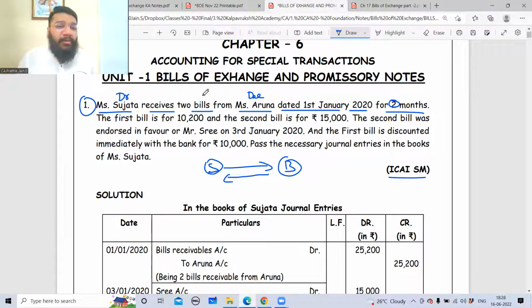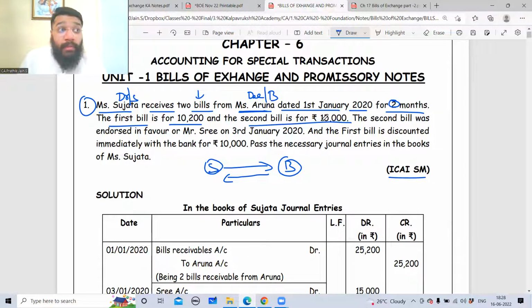But here they put bill, no? But that is your right. From the practical questions point of view, bills receivable and promissory note, you can treat it as one. If you come from the promissory note viewpoint, Sujata receives the bill. So who is the drawer of the bill in a promissory note? Aruna. So Aruna is the drawer and Sujata is the drawee. So if drawer and drawee are getting confused, go with the seller and buyer point of view. So this is the buyer, this is the seller. Comfortable? Okay. The first bill is for 10,200 and the second bill is for 15,000.